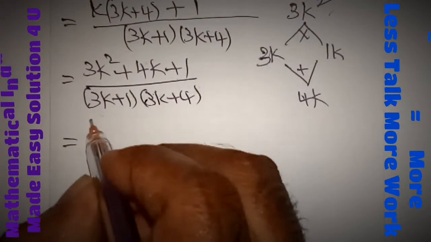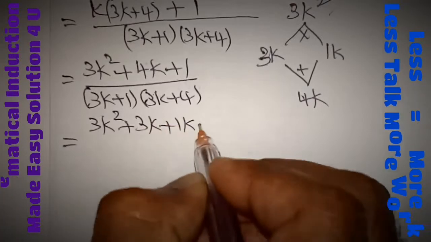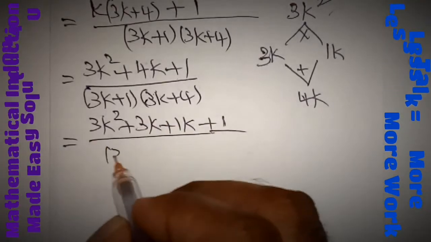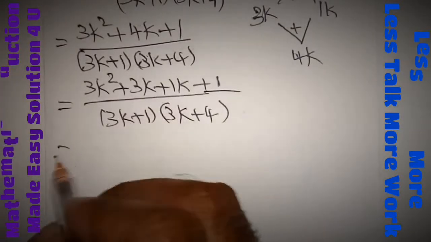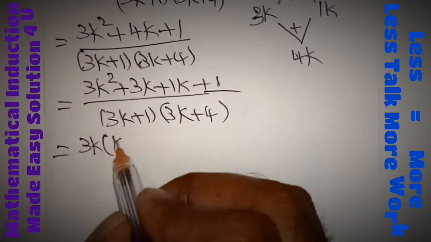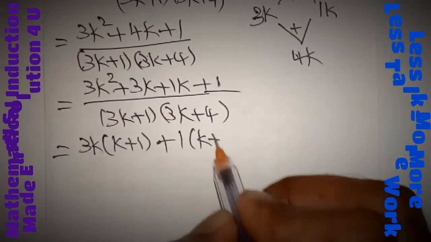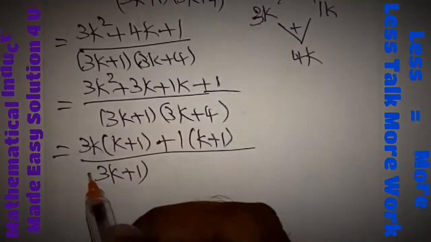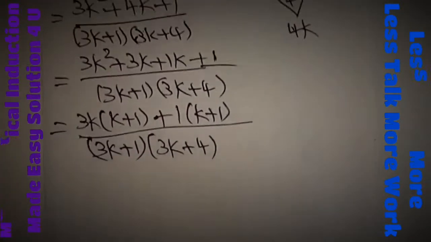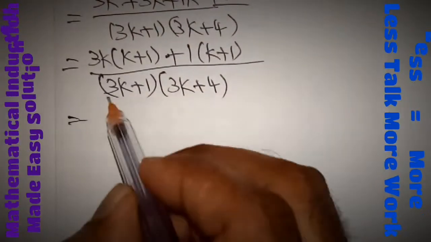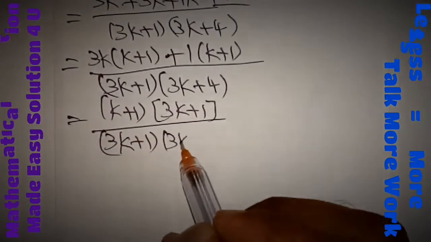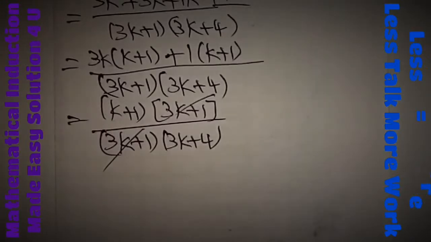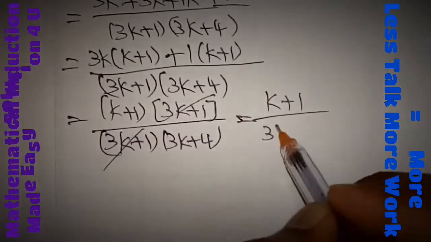Next, you can write here 3k square plus 3k plus 1k plus 1, divided by (3k plus 1) into (3k plus 4). In the numerator, 3k is common from the first two terms, remaining value k plus 1. After that, only one is common, remaining value k plus 1. Divided by (3k plus 1) into (3k plus 4). Next, normal simplification. K plus 1 is common, remaining value 3k plus 1, divided by (3k plus 1) into (3k plus 4). 3k plus 1 gets cancelled. Remaining value is k plus 1 by 3k plus 4.